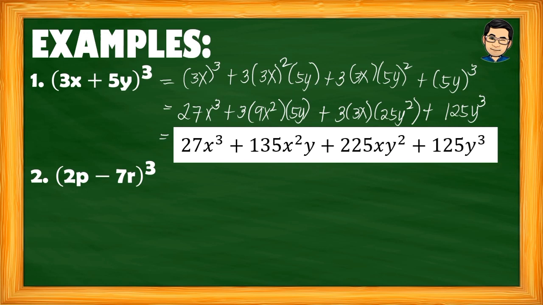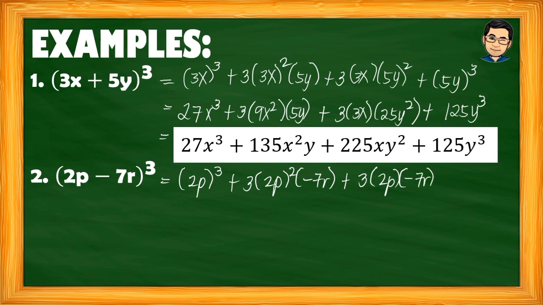So, next naman natin, so the quantity of 2p minus 7r cubed. So, cube the first term, 2p. And then, plus 3 times the square of the first term times the last term. And then, plus 3 times the first term times the square of the last term. And then, plus the cube of the last term.